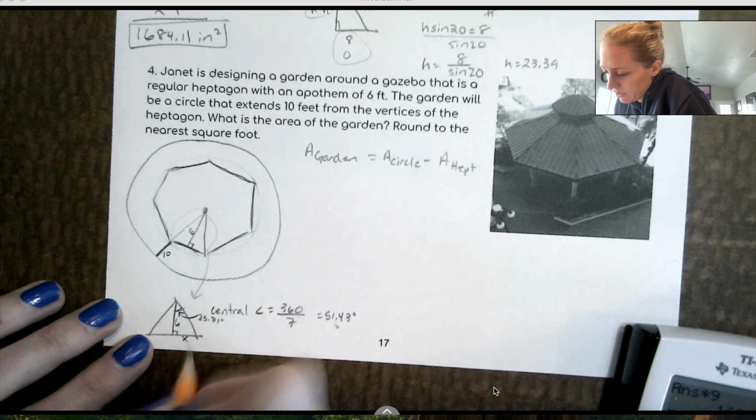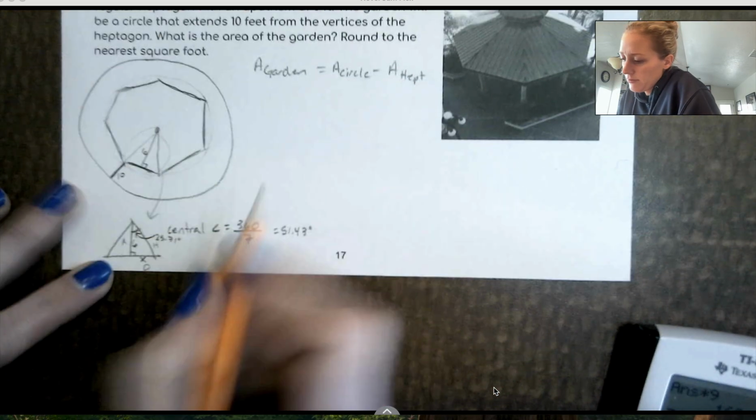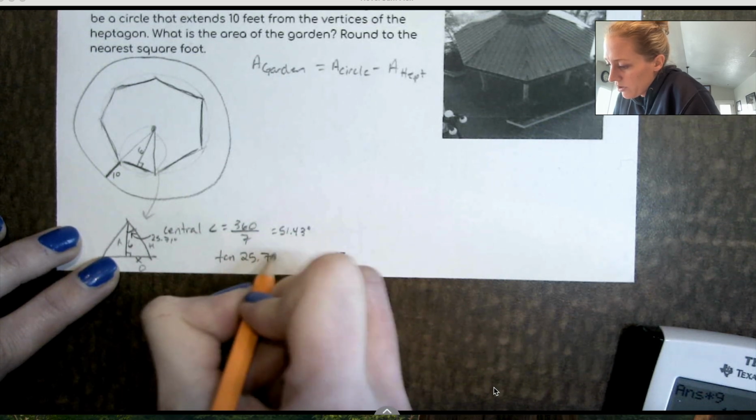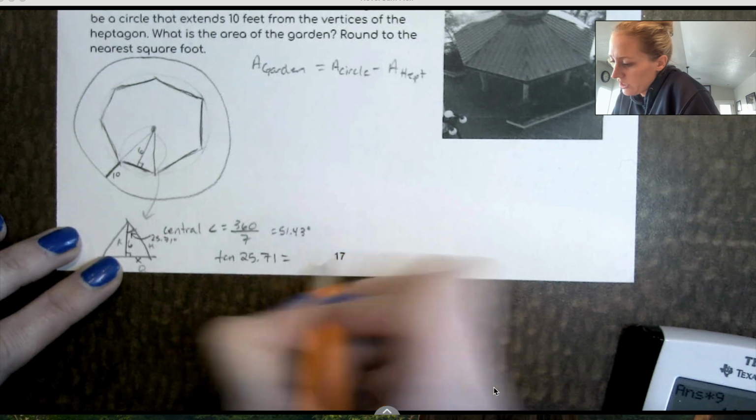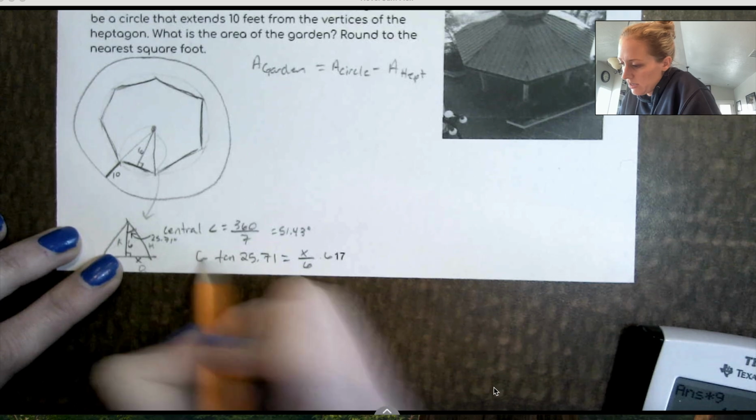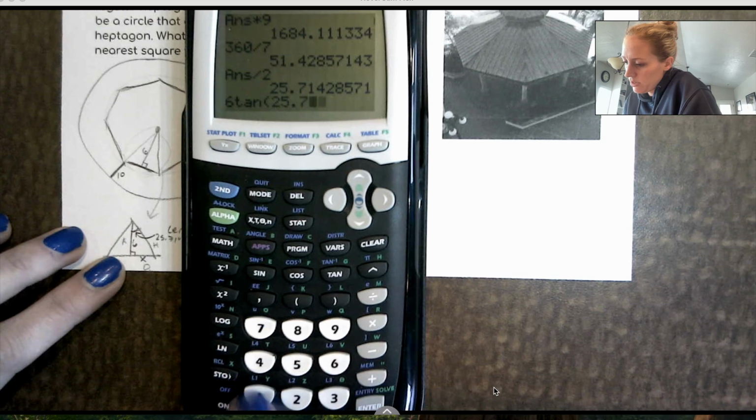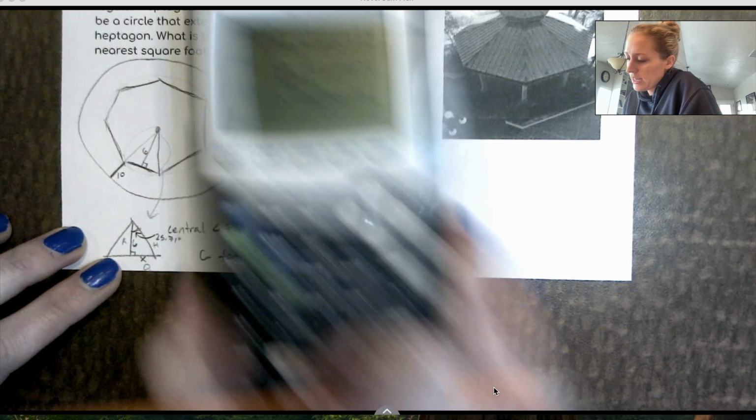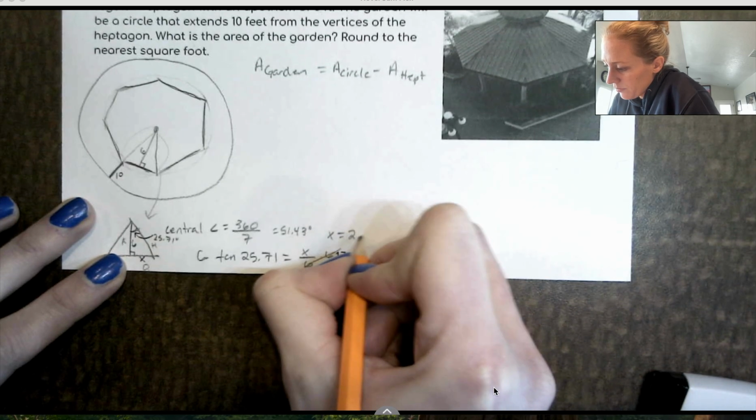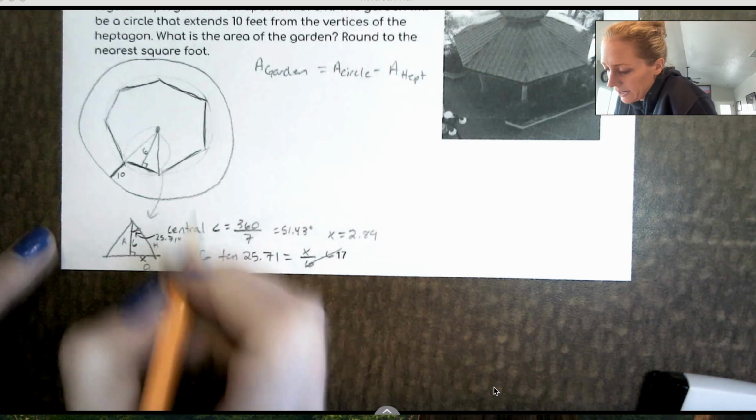Okay, so we are going to find x. So here's my reference angle, here's opposite, adjacent, hypotenuse. So I'm going to do tan of 25.71 equals opposite over adjacent, so x over 6. So I multiply both sides by 6. So 6 times tan 25.71 is 2.89. All right, so we now know this x is 2.89.